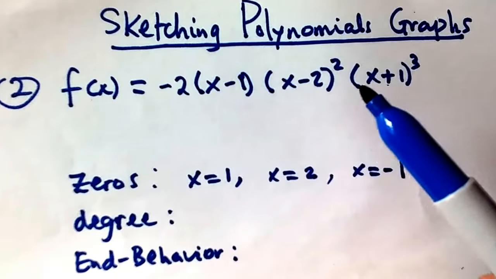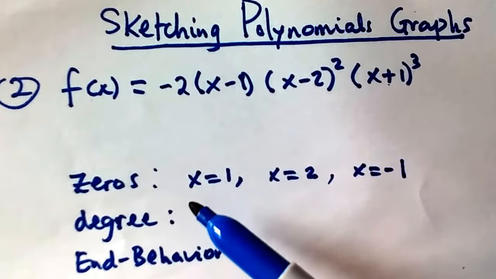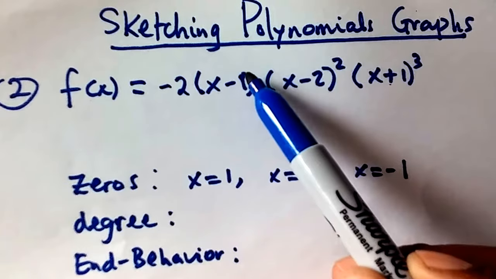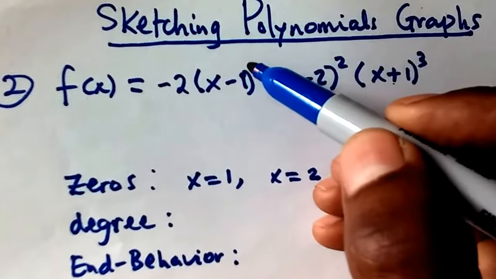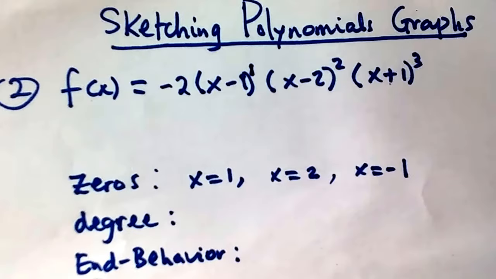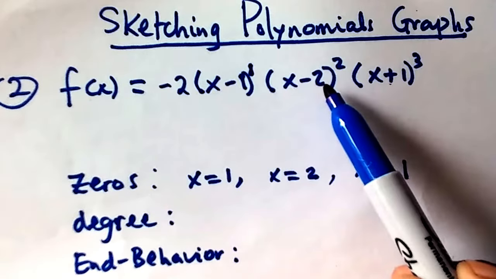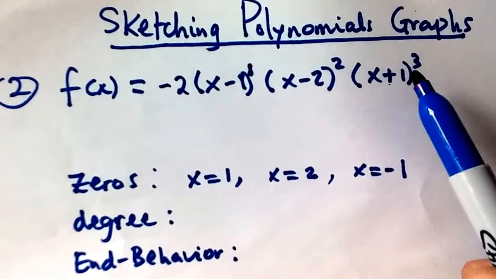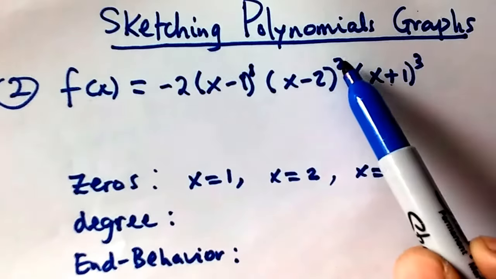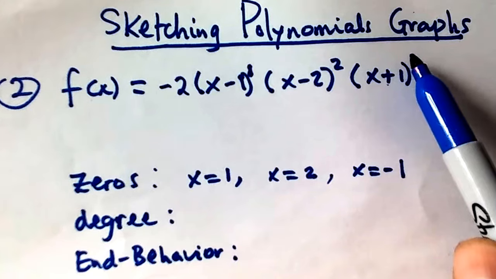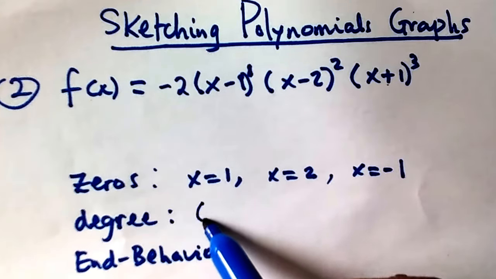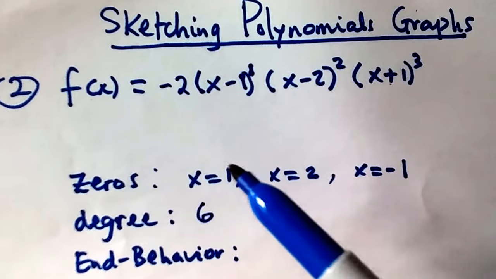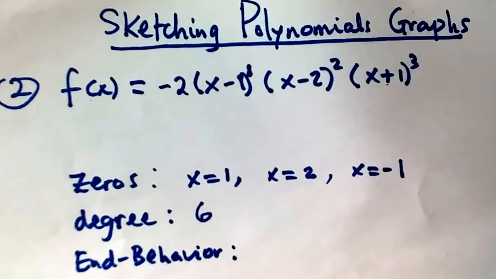The next thing is to determine the overall degree of this function. So we can see this linear factor with a degree of 1, a quadratic factor, and a cubic factor. Altogether, that will be 1 plus 2 plus 3, which is 6. The degree is 6, and with a leading coefficient of negative.